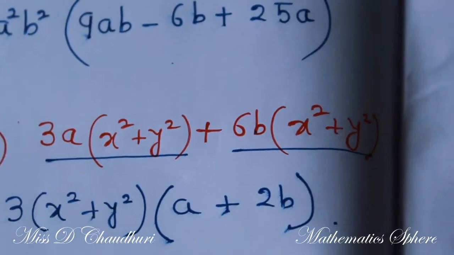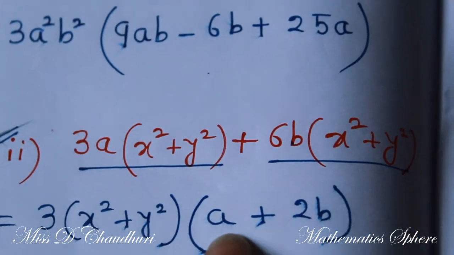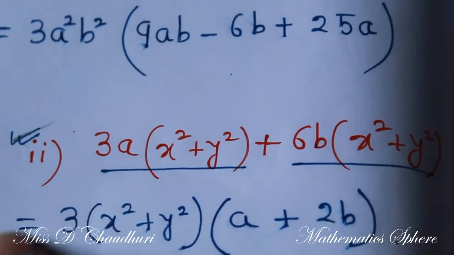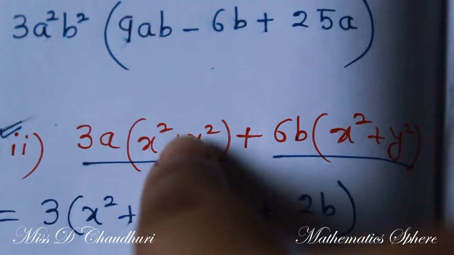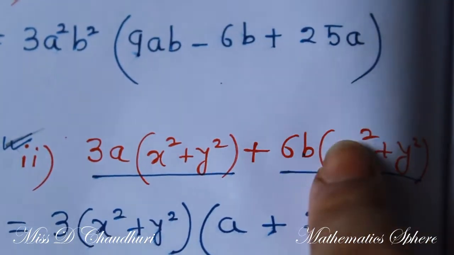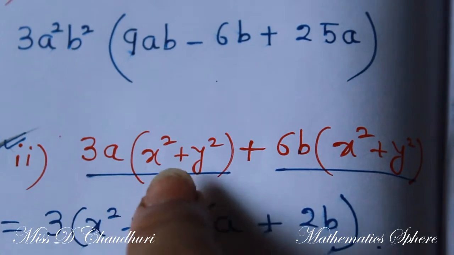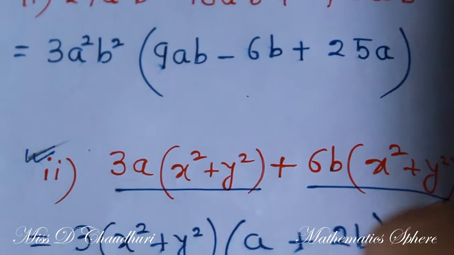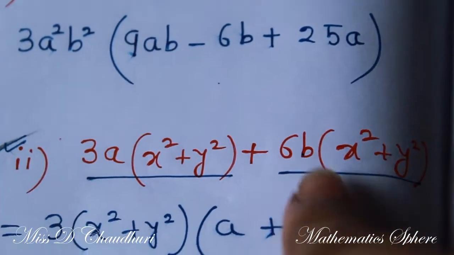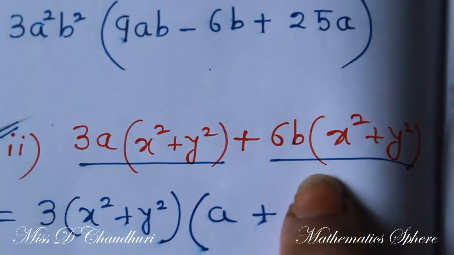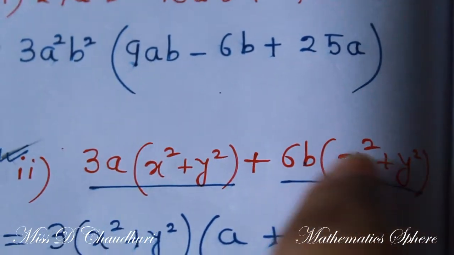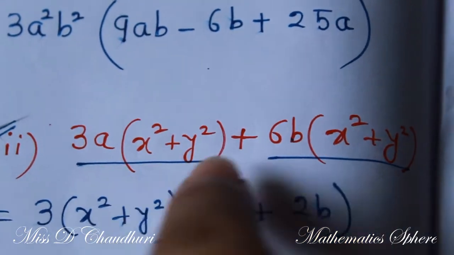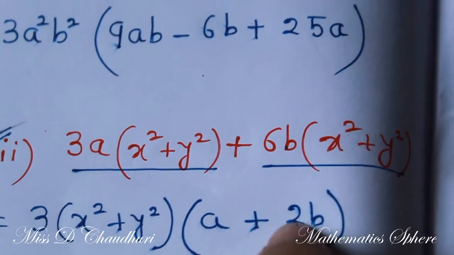So the factorized part is 3 into x square plus y square into a plus 2b, means these three are the factors of this full expression. If you multiply these three together, you are going to get this one. Whenever you are given this type of sums where these two parts will be same, you just take the common parts out, and the remaining things will come under another bracket. If these parts are not same, then you will have to multiply and rearrange. That we will learn in the next exercise.